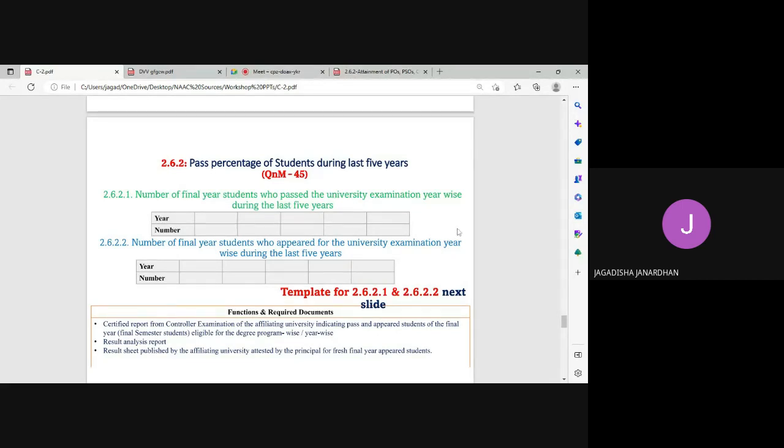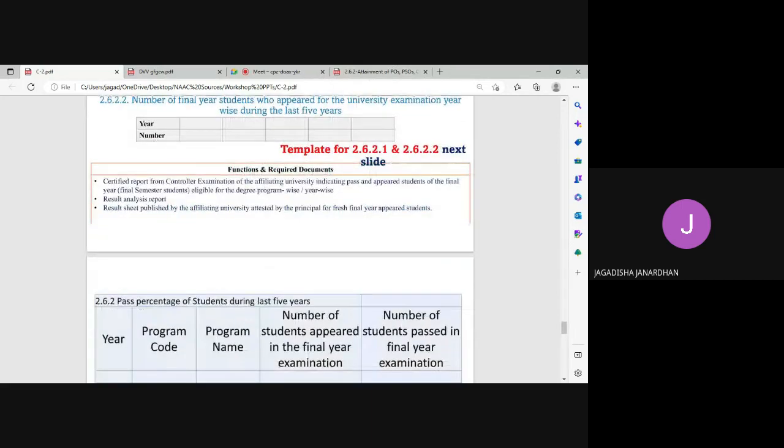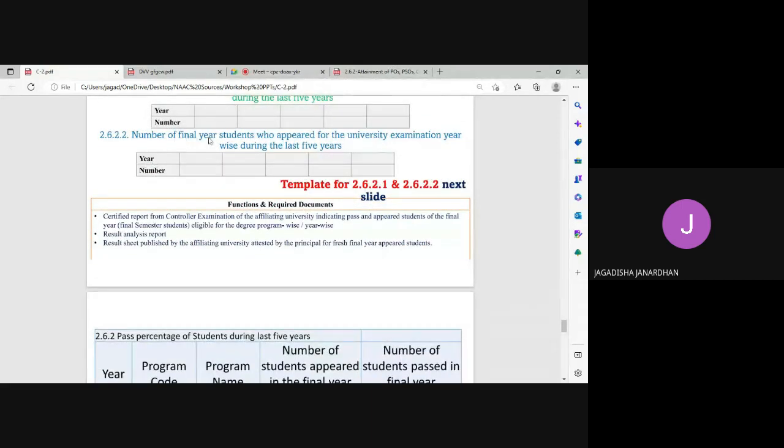So to calculate like this, 2 formulas and 2 tables will be provided here. First one is the number of final year students who passed the university examination year-wise during the last 5 years. We need to mention only the final year, final sem students appeared and passed, passed in all 36 or 40 courses, not only in the 6th sem or final sem. And the second one is the number of final year students who appeared for the university examination. That has to be given here.